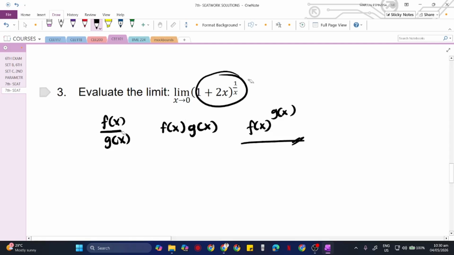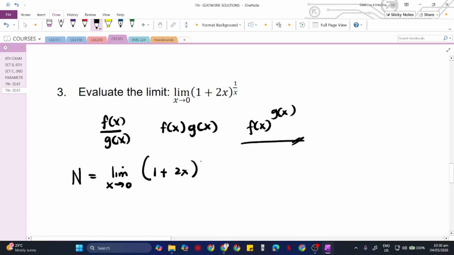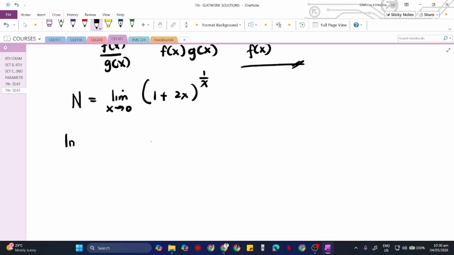The function na binigay dito somehow resembles this form. Okay? So we can use the method on this third form, 'di ba? Kapag meron tayong ganyan, we will be letting n equivalent sa limit of our given function as x approaches to 0 of 1 plus 2x raised to the power of 1 over x, no? And then from there we can take the natural log of n, and then we have limit as x approaches to 0 of ln of 1 plus 2x raised to the power of 1 over x, no?